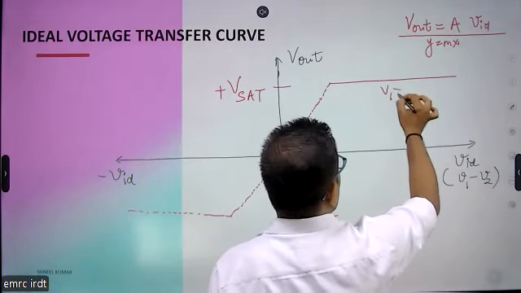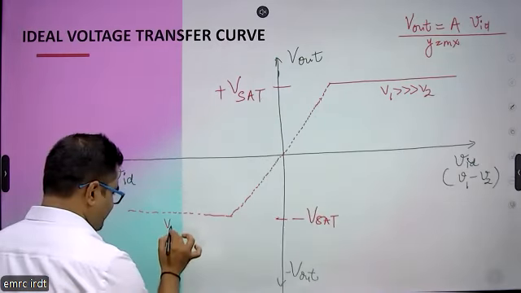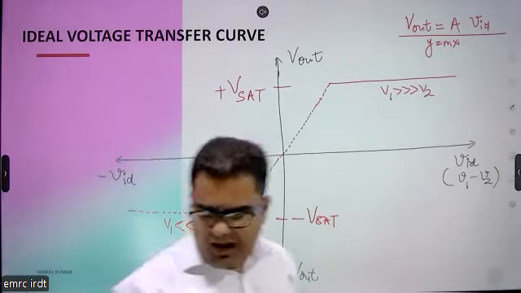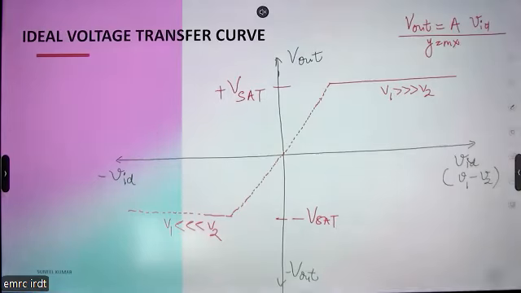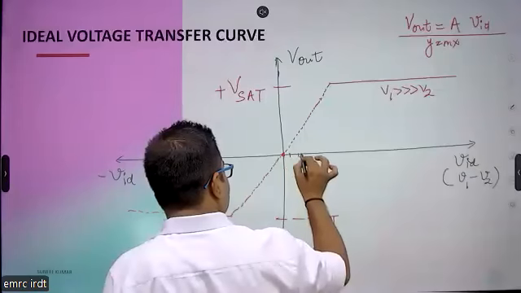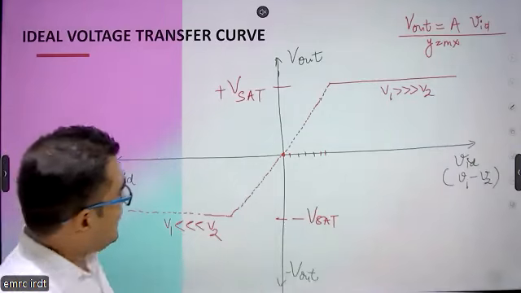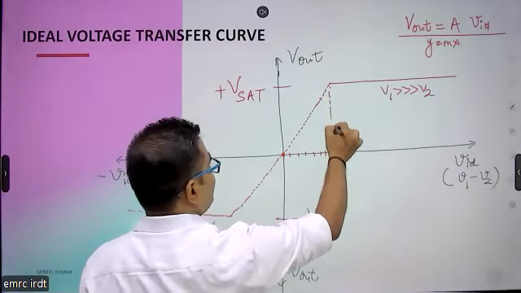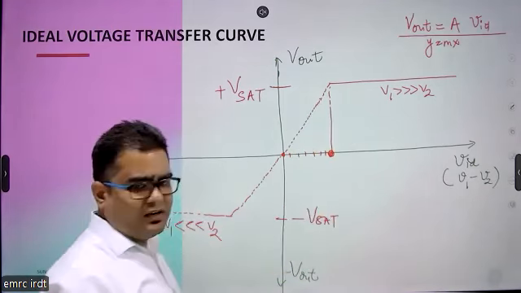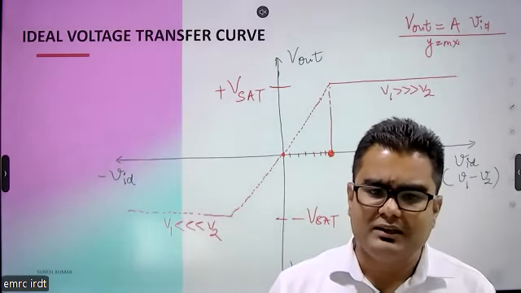This is when V1 is greater than V2, and this is happening when V1 is less than V2. So this is the ideal transfer curve. How can we explain it? When we have a small change in VID, there is a linear variation. But after a certain value, the output will become saturated. Remember, open loop configuration always provides us the saturated value.